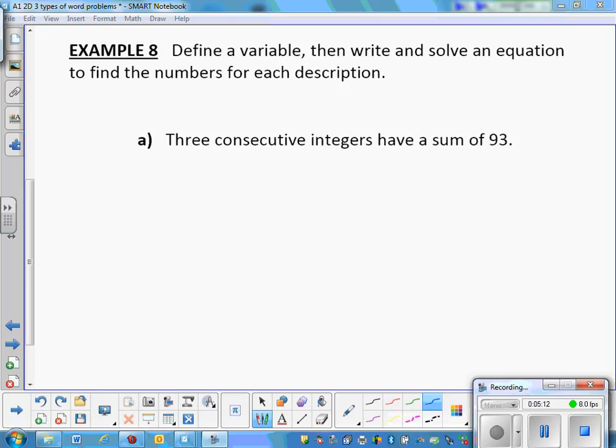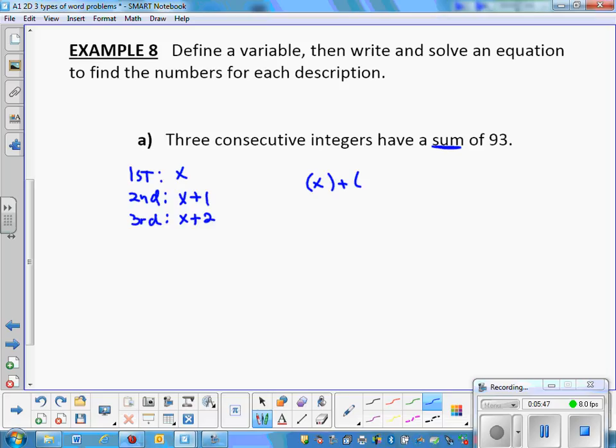Example 8, we're going to define a variable, then write and solve an equation. This time we're going to solve it to find the numbers for each description. So we have 3 consecutive integers that have a sum of 93. So we'll have first, second, third. First one will be x. The second one, because they're just consecutive integers, we'll add 1, and then add 1 more and get x plus 2. They have a sum, so we're going to add them. So we have x plus x plus 1 plus x plus 2 is 93.